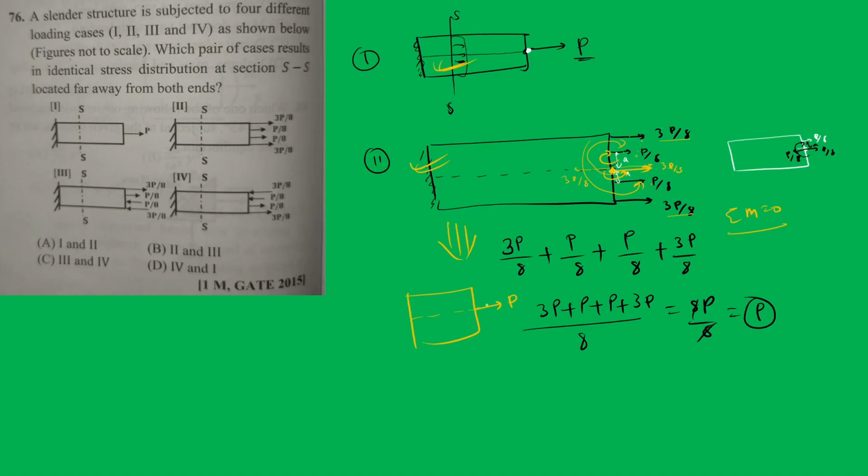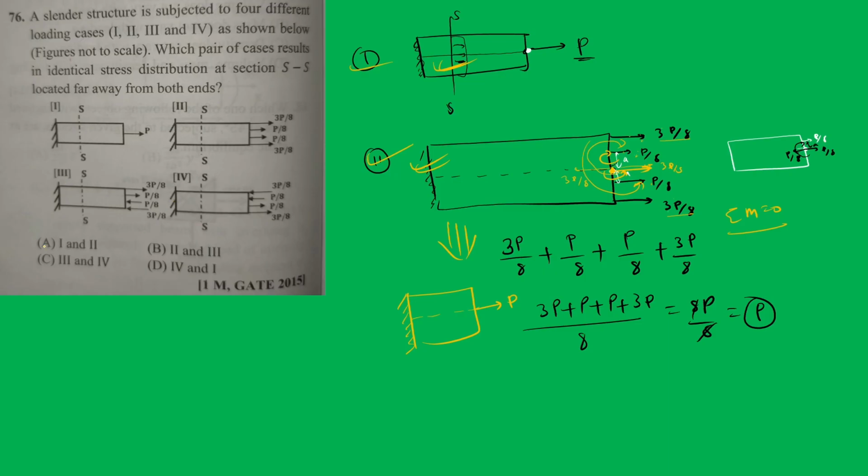So the P is acting, and all the moments, clockwise and anti-clockwise as well, cancel out each other. So there is no moment being applied onto this body, and then I can say that this one and this one are equivalent. Now I don't need to check any further, 3 and 4.